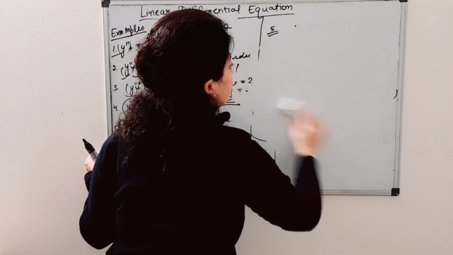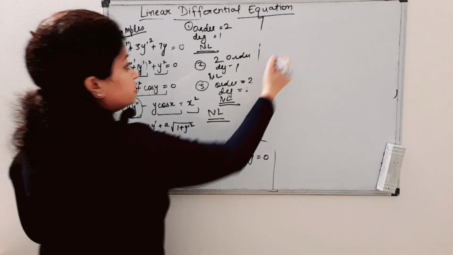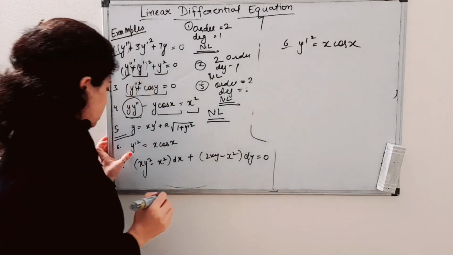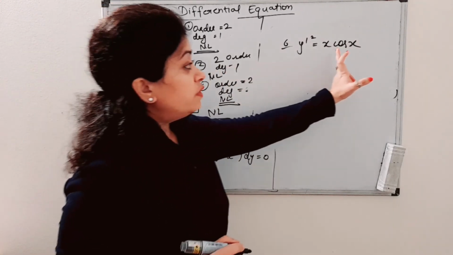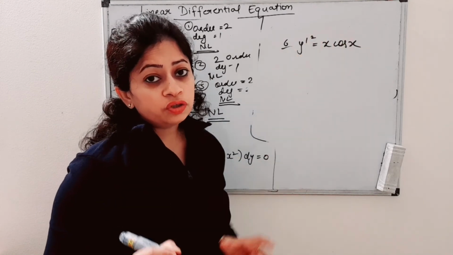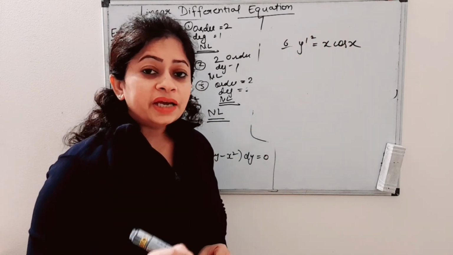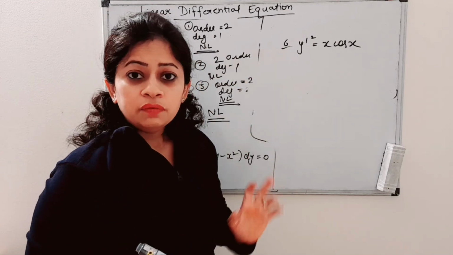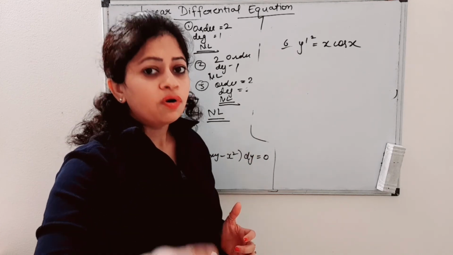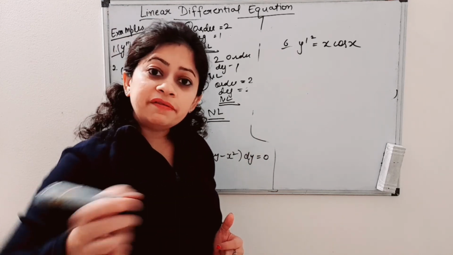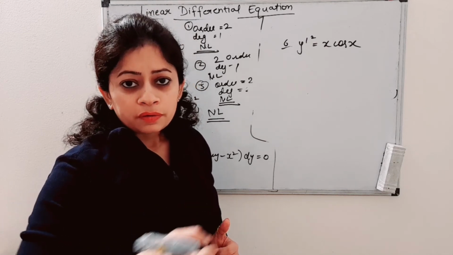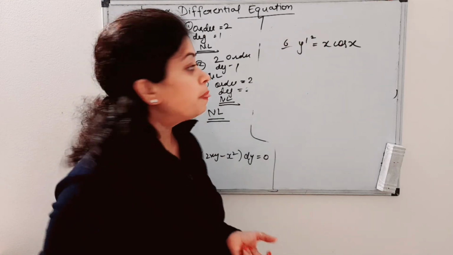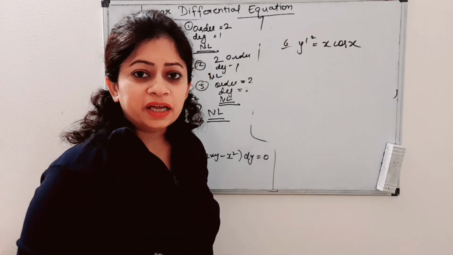Okay, so now we come to the next example. What is the next example? Example number 6. Example number 6 is y dash square is equal to x cos x. Okay, so we will not check cos x now, because what we check for a linear equation is whether it has a product term of the function y and its derivative, and whether it has powers of the function or powers of derivatives. So we will check these things. We will not check this x cos x, because x is the independent variable.